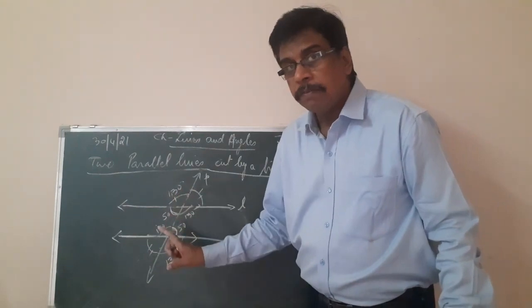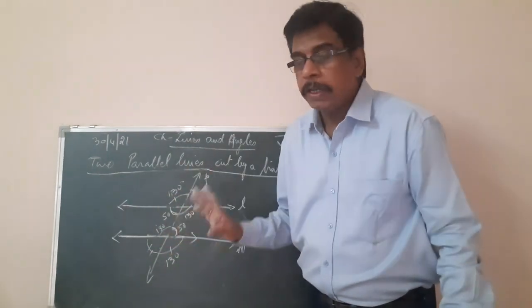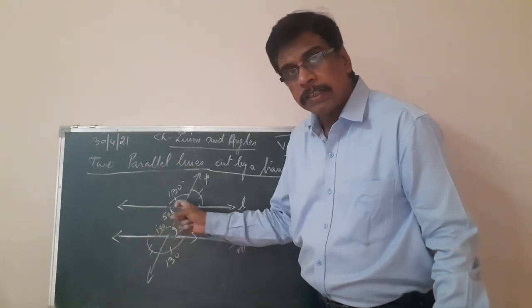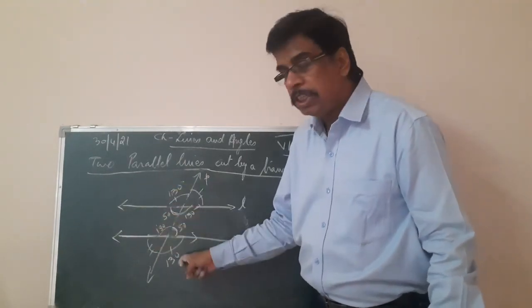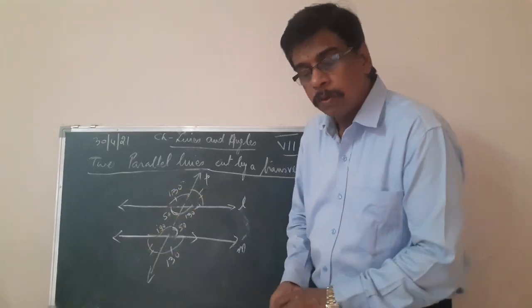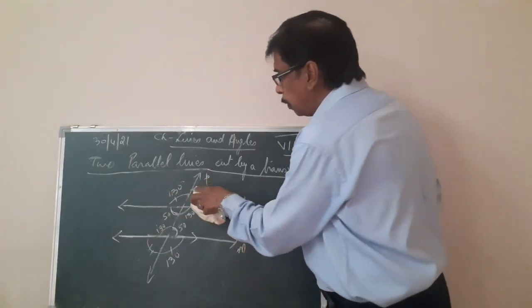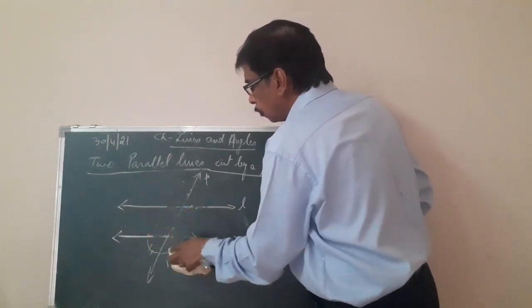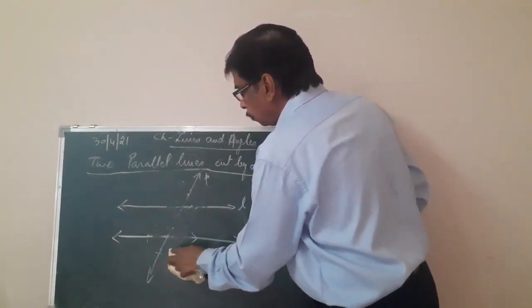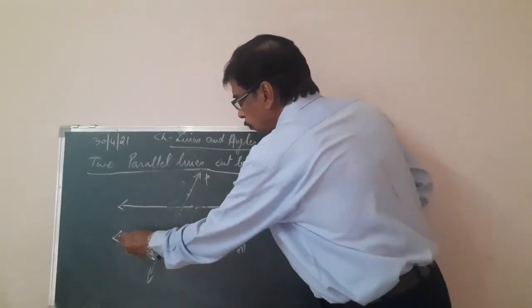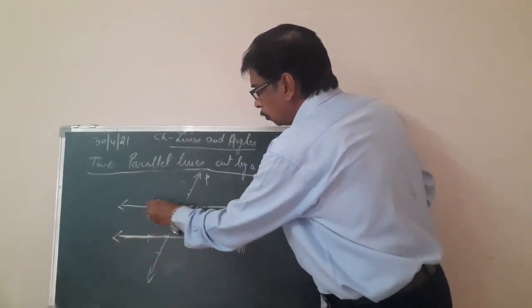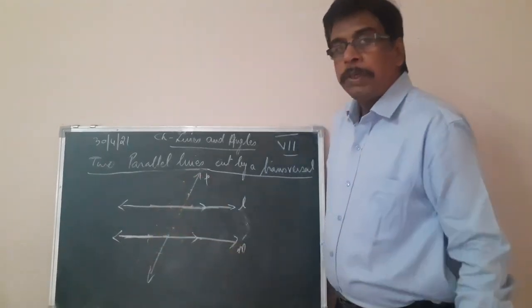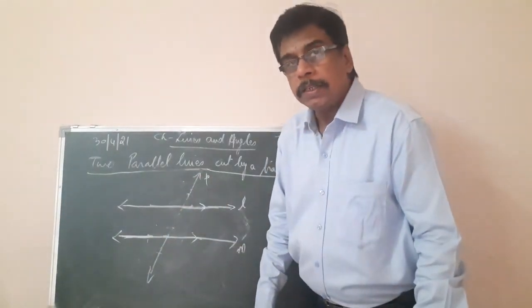So we have studied here, when the lines are parallel, corresponding angles are equal. Alternate interior angles are equal. Alternate exterior angles are also equal. Next we come to the co-interior angles.